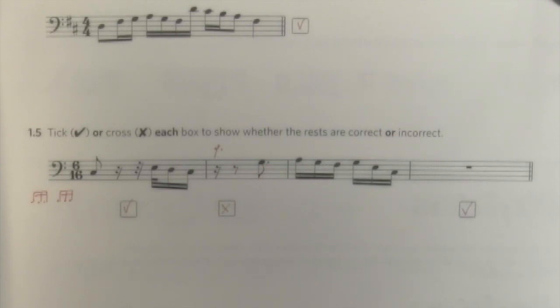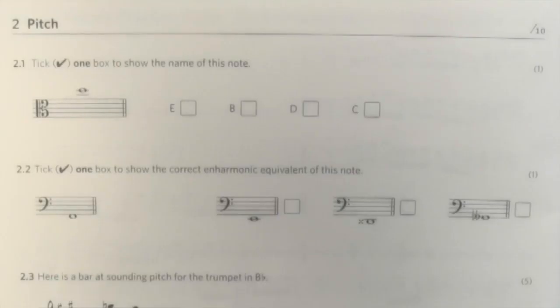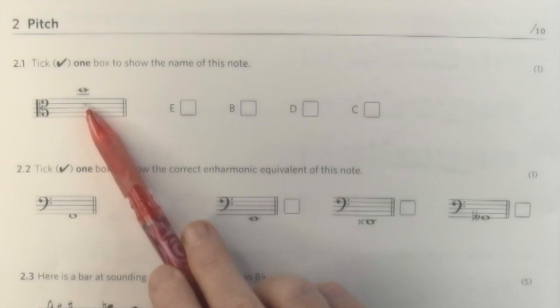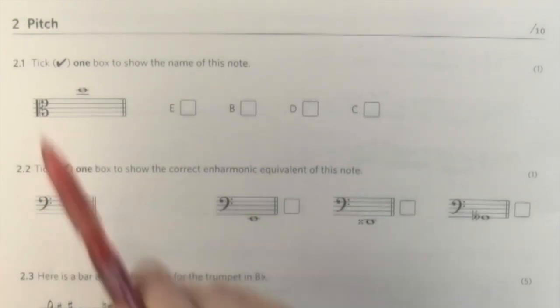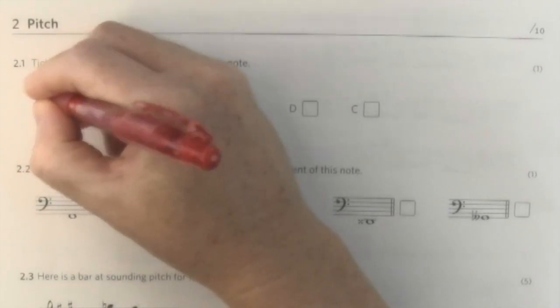Are you happy? Let's turn the page. Section 2. Our second section relates to pitch, and in the first 2 questions we are asked to tick the box that shows the correct name for this note and the correct enharmonic equivalent of this other note, one by one. This is the alto clef, and the alto clef is treble clef plus 1.